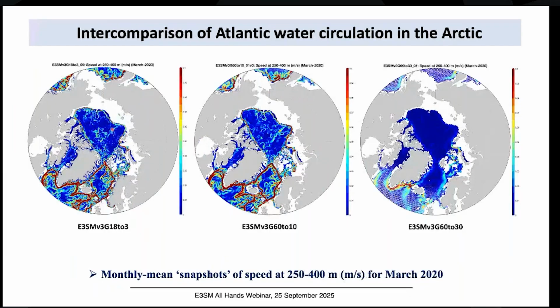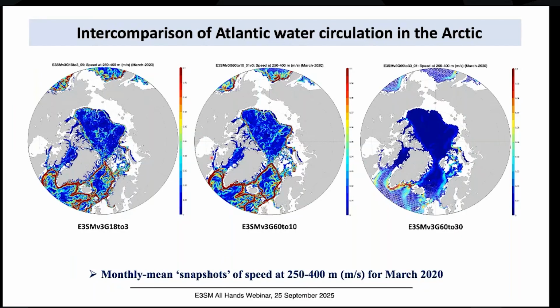When we go to the Atlantic layer, 250 meters to 400 meters, you can see much more differences, especially relative to the very coarse resolution, which is 30 kilometers in the Arctic on the right. The 60 to 10 kilometer and 3 kilometer in the Arctic look kind of similar, but I will show you another results in the next slide that dramatically quantify the differences.